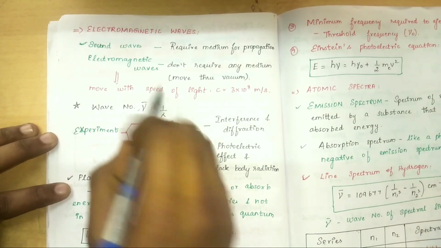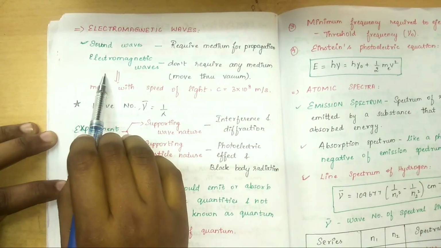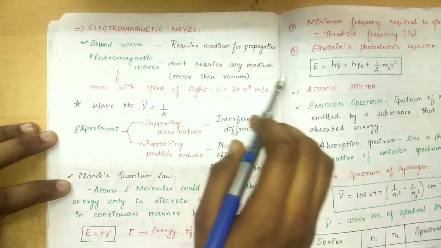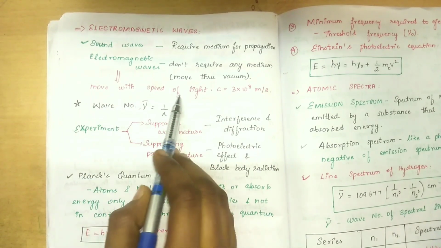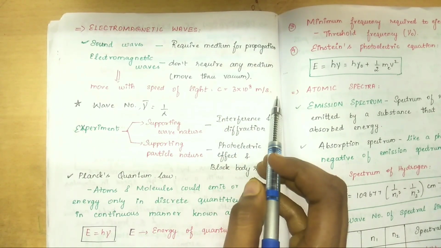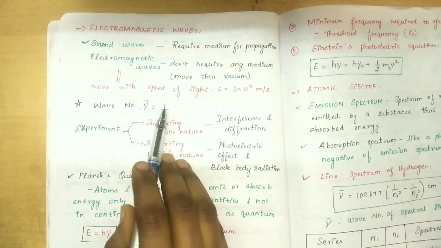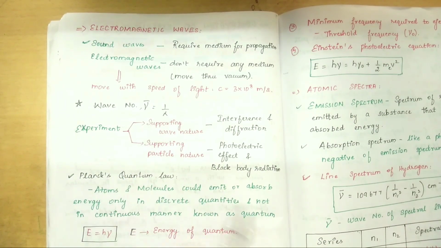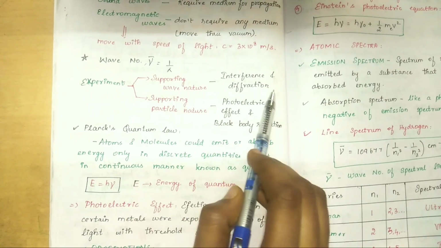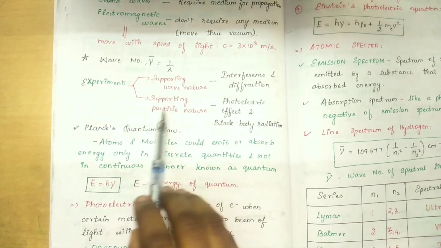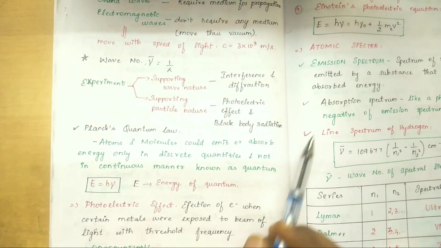Then electromagnetic waves. We know that sound waves require a medium for their propagation, but electromagnetic waves do not require any medium. They can move through vacuum, and they move with the speed of light, which is equal to 3 into 10 power 8 meters per second. The wave number is the inverse of wavelength. The experiments which support wave nature are interference and diffraction. Those which support particle nature are the photoelectric effect and black body radiation.